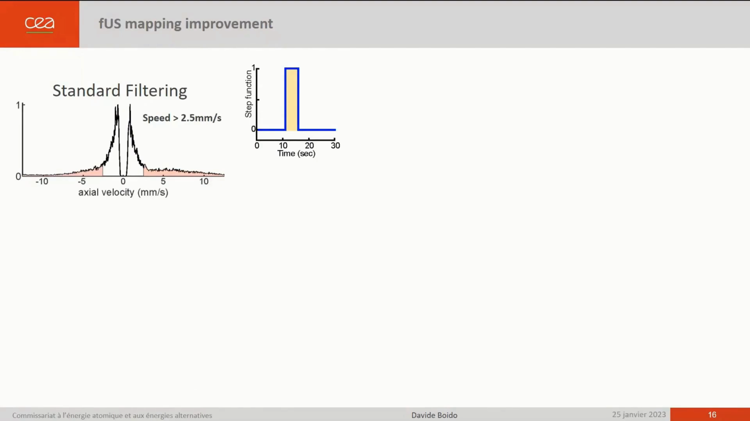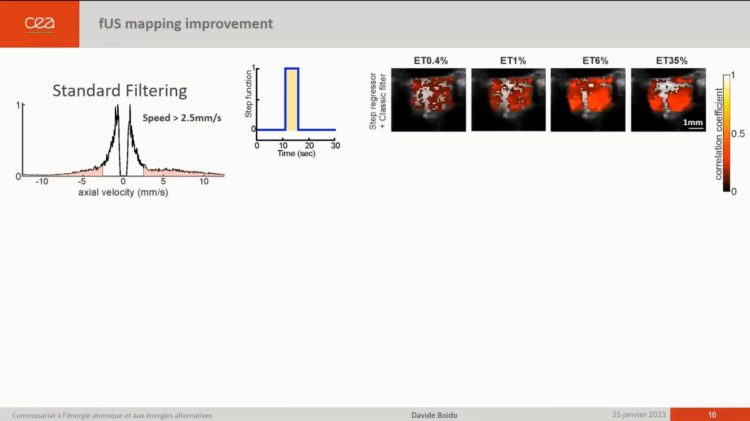When we first started to analyze power Doppler signals, we used the ongoing approach consisting in discarding the low-frequency components of the spectrum. Any axial speed lower than 2.5 millimeters per second was trashed. Then we cross-correlated each voxel signal with a boxcar function representing the stimulus.